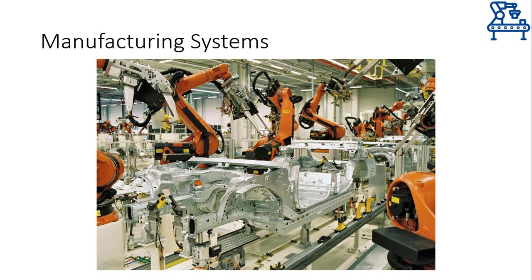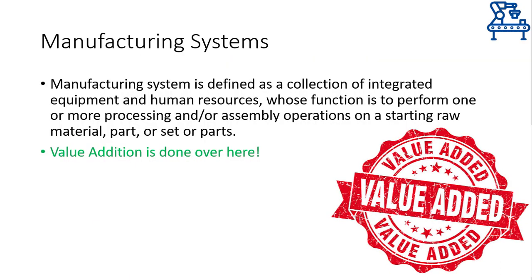Dear learners, I hope you are fine and have watched the previous video in which I talked about different production performance metrics and manufacturing costs that are incurred in a manufacturing system. By now, I guess, is the time that we can formally define what a manufacturing system is. A manufacturing system is a collection of integrated equipment and human resources whose function is to perform one or more processing or assembly operations on a starting raw material.